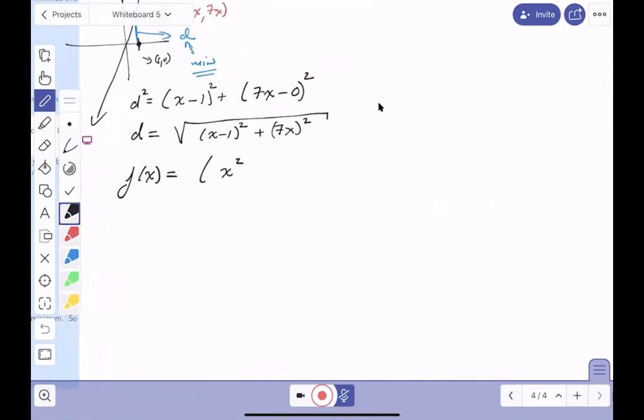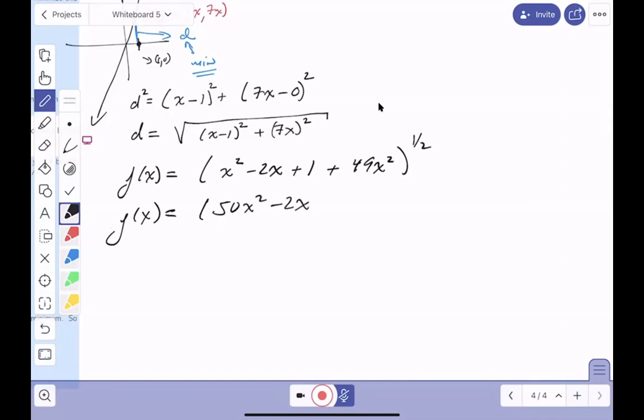x squared minus 2x plus 1 plus 49x squared. I said 7x squared last time, which is crazy. I mean, I didn't do it. I'm going to put f of x down again, and that's going to be, let's see, that would be 50x squared, right?